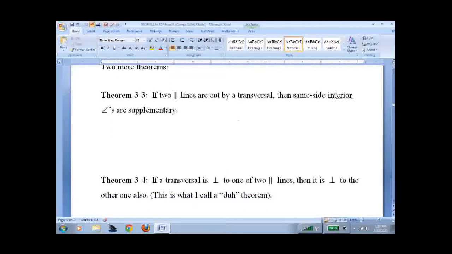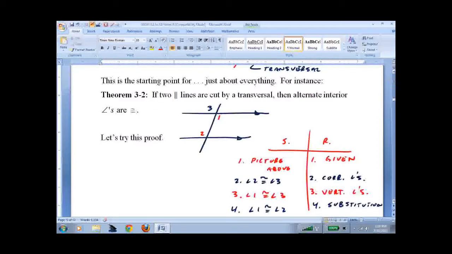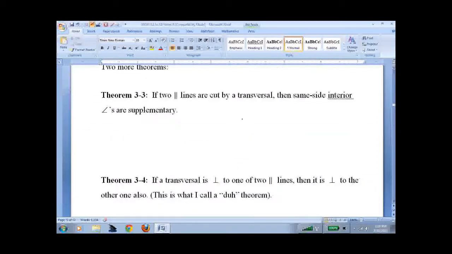Two more theorems, two parallel lines. Hang on, I want to check something. Yeah, I did. Made sure they were parallel. Two parallel lines are cut by a transversal, and same side interior angles are supplementary.